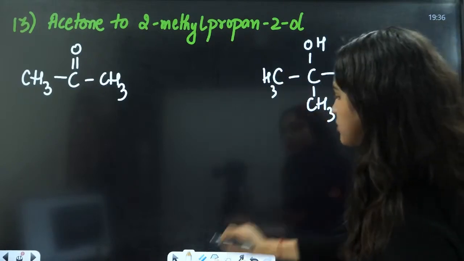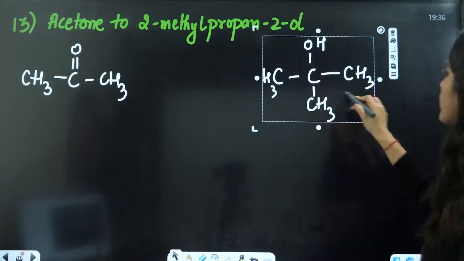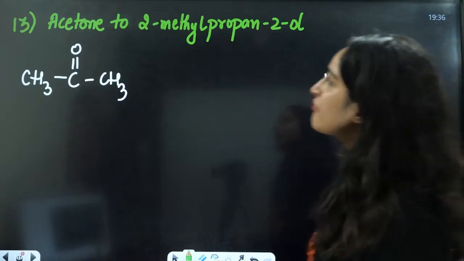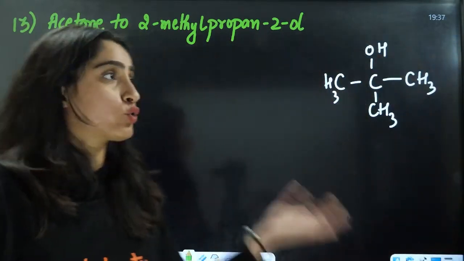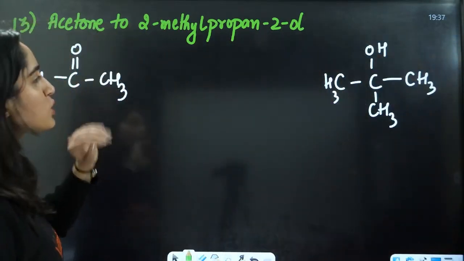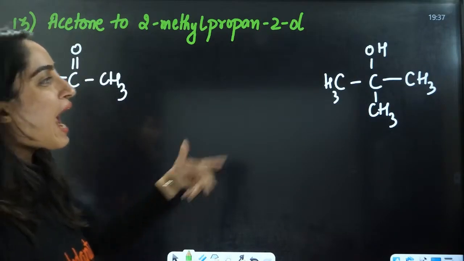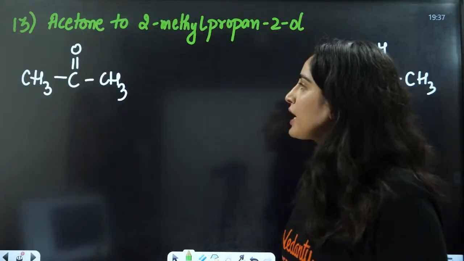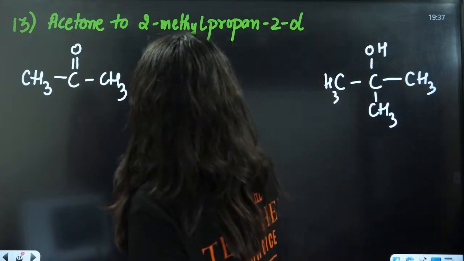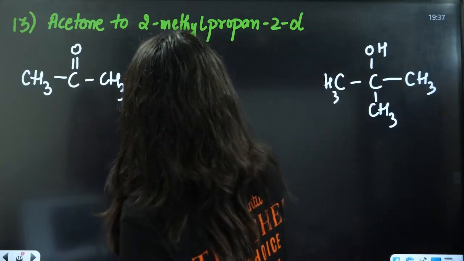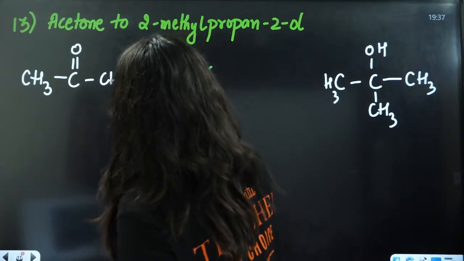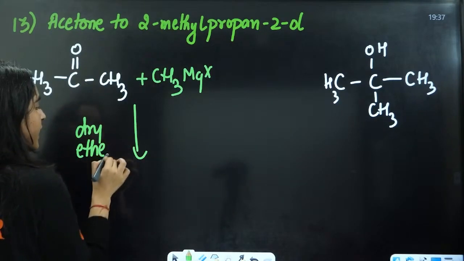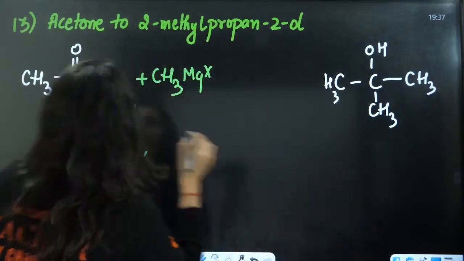CH3, this is CH3. Now tell me how we are going to convert this into this one. We have acetone to 2-methyl propan-2-ol. Here also we have a carbonyl group, and we are adding one more carbon here, right? Same way we are going to add CH3MgX here in the presence of dry ether, and hence you will have your reaction.